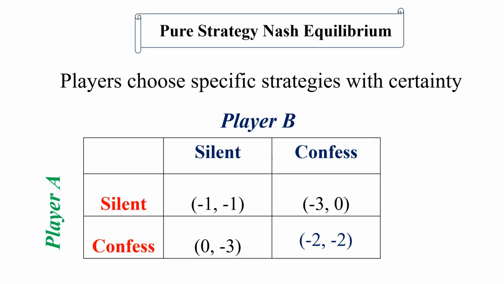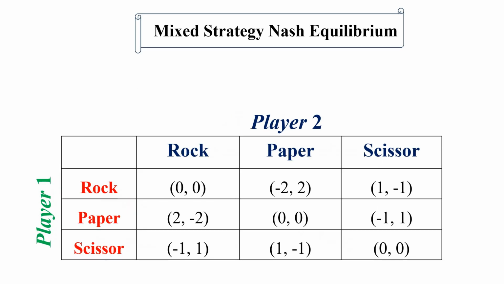Pure strategy Nash equilibrium: players choose specific strategies with certainty. In the example above, confess shows us the pure strategy Nash equilibrium. So therefore the outcome -2 and -2 will give us the pure strategy Nash equilibrium.